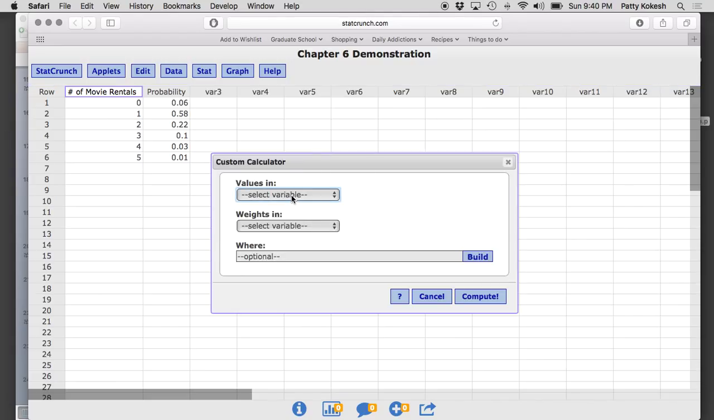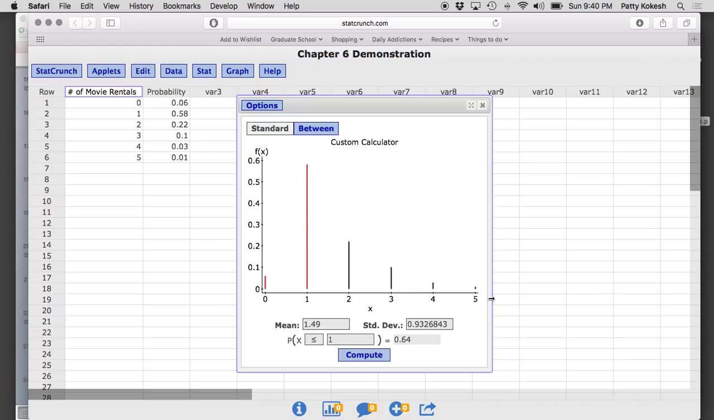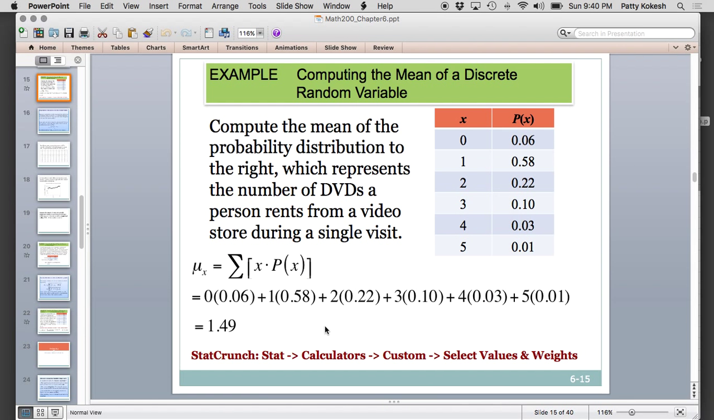And then all we do is select where the values are, which are my number of movie rentals. And I select my weights, which are my probabilities. And then I just click Compute here. And what you'll see is that my mean pops up in this box right here. So this looks a little different than other things that we've seen in StatCrunch, but it works just as well. And we get a mean of 1.49, which is exactly the same value that we got when we did this by hand.